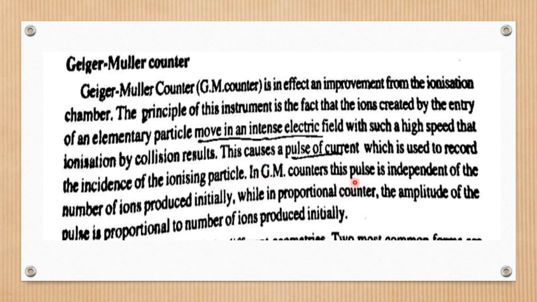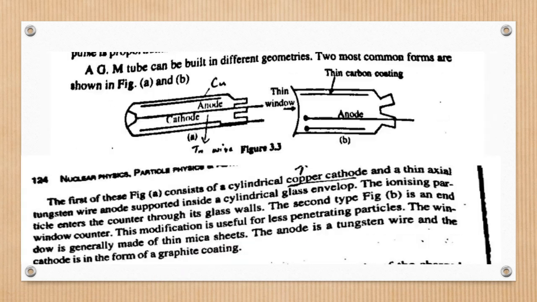In the GM counter, this pulse is independent of the number of ions produced initially, while in the proportional counter, the amplitude of the pulse is proportional to the number of ions produced initially. So this is the difference between the GM counter and the proportional counter. GM counter pulse is independent of the number of ions produced initially, while in the proportional counter it is dependent on it.